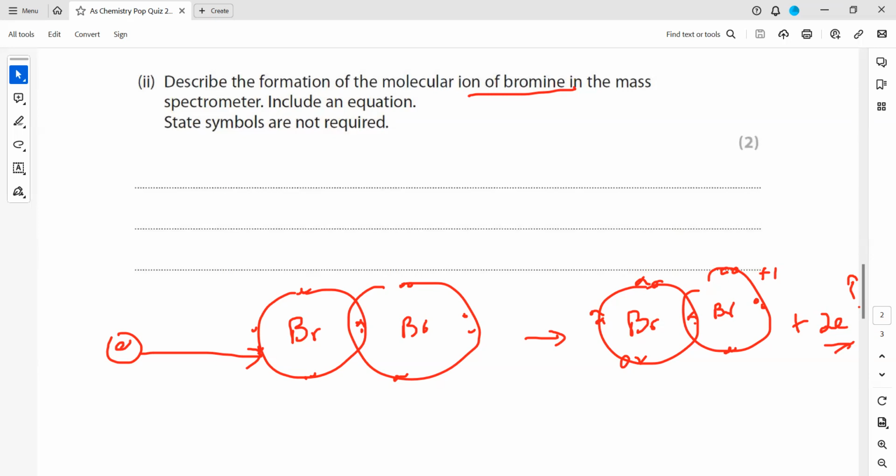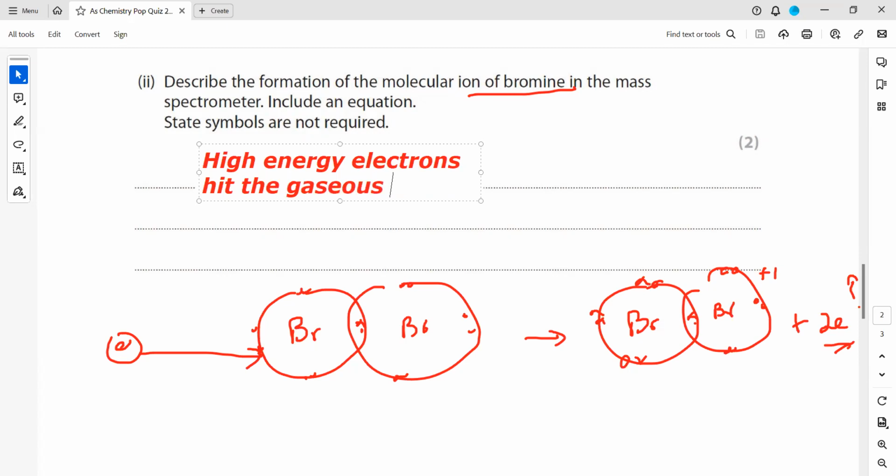So a high energy electron strikes the gaseous bromine molecule, because we want to form a molecular ion. If they ask only for a bromide ion, then it will be one atom turned into an ion. But for the molecular ion, high energy electrons hit the gaseous bromine molecule and remove an electron.